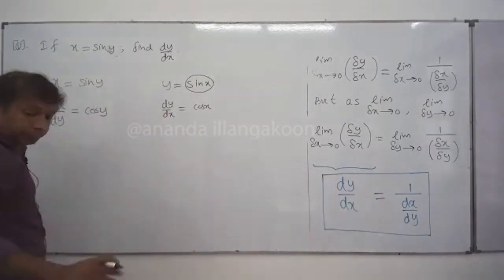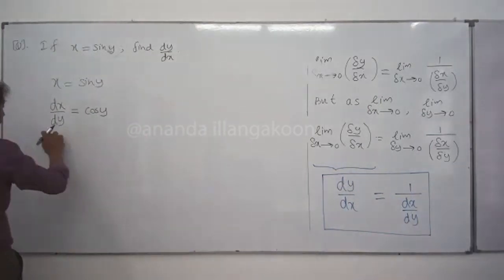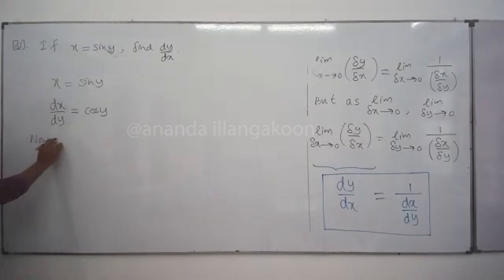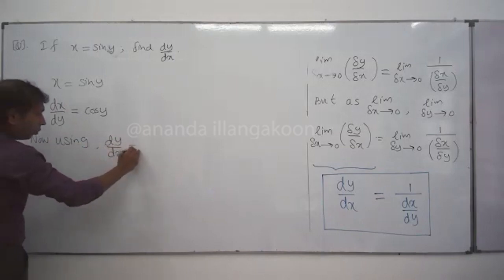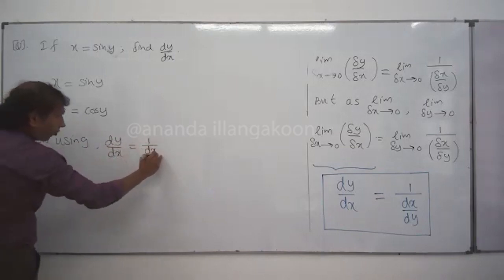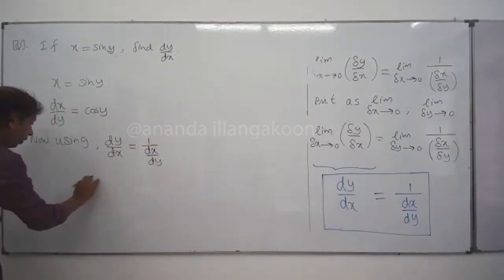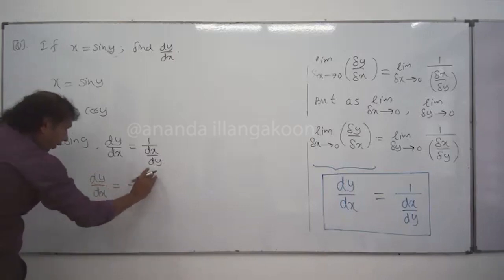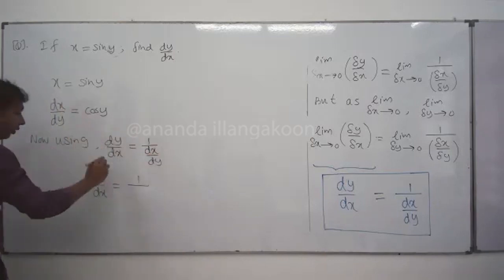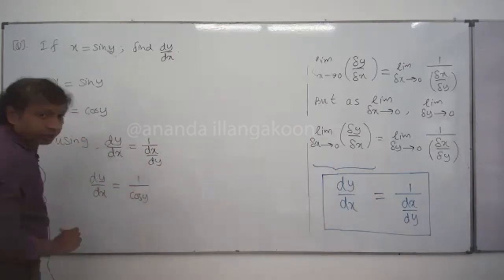Now we use this result: dy by dx is equal to 1 upon dx upon dy. We get what, people? Dy by dx is equal to 1 over dx upon dy, which is cos y. So 1 over cos y.